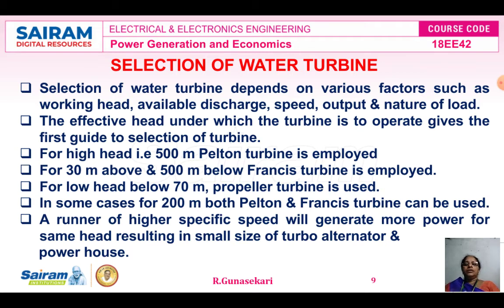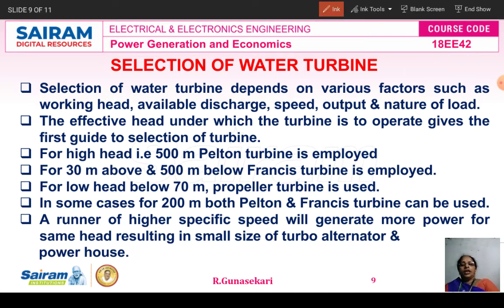Okay, then the next topic is selection of water turbine. How do we select the water turbine for different types of hydroelectric power plant? The selection of water turbine mainly depends on various parameters. The first one is the working head, that is the water head. Then the available discharge, that means water discharge in meter cube per second. Then speed of the turbine. Then output. Then nature of the load, whether the load is base load or peak load. So we have to consider these factors, then only we can select the water turbine.